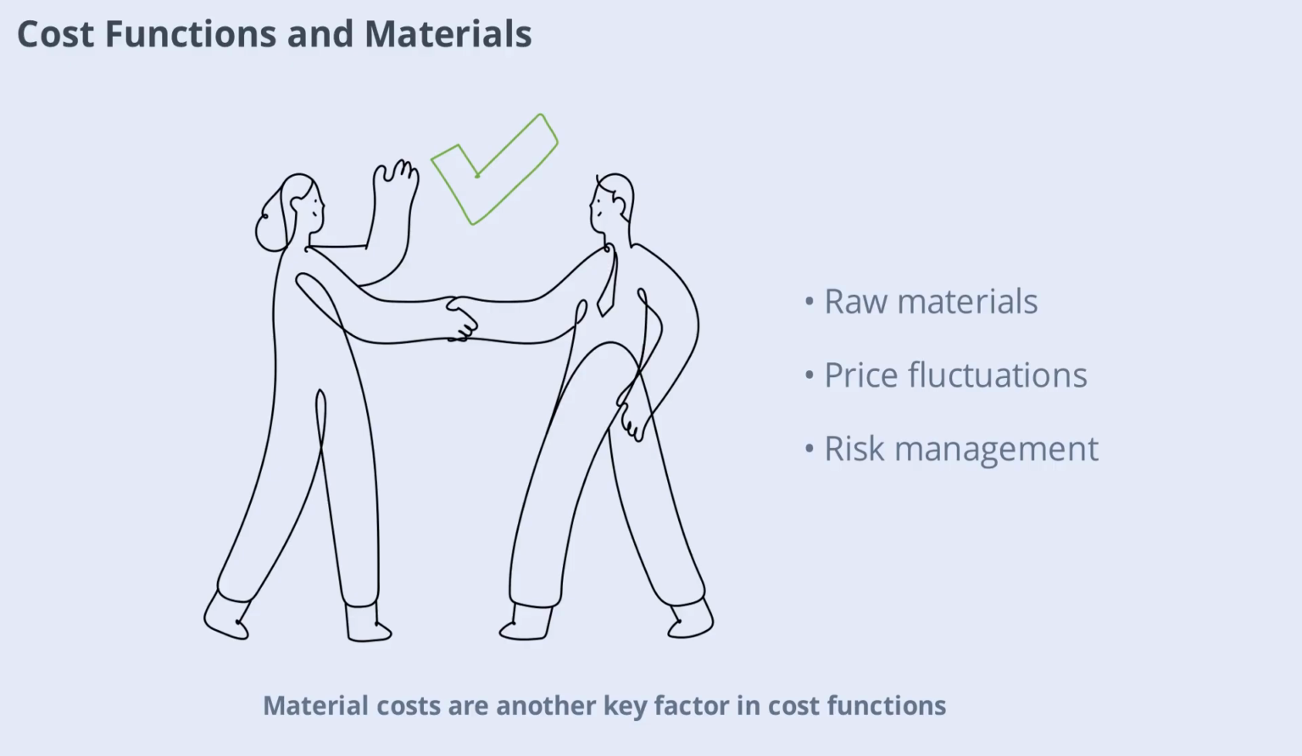Material costs are another key factor in cost functions. Fluctuations in the price or availability of raw materials can cause variable costs to rise or fall. Firms often use contracts or hedging strategies to manage these risks and stabilize their cost functions.